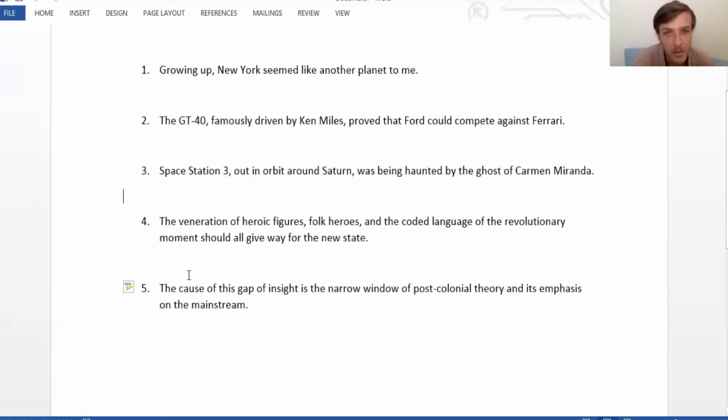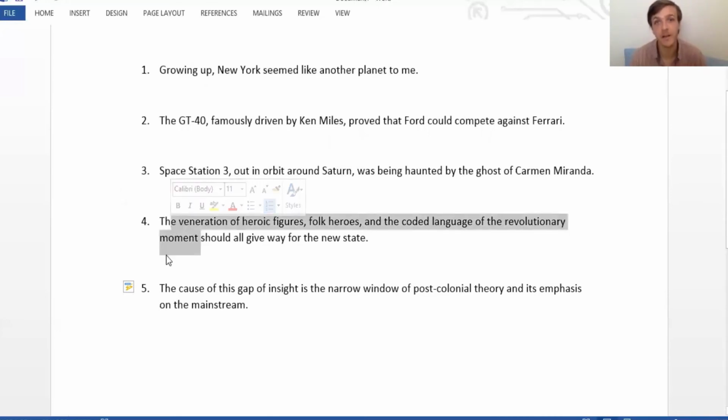The veneration of folk heroes. So I see the verb stuff starting, should all give way for the new state. And so I'm going to assume that everything before that is the complete subject. So the veneration of X, Y, and Z. So the veneration of heroic figures, folk heroes, and coded language.